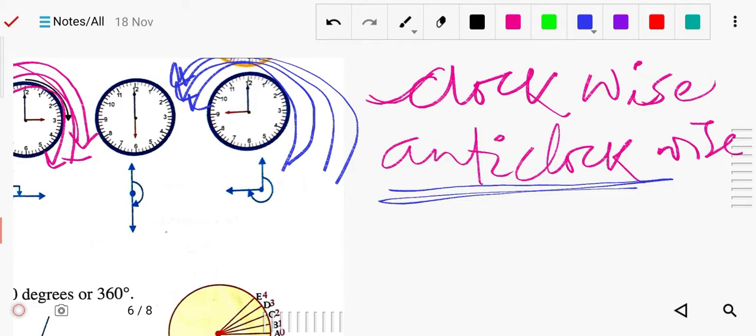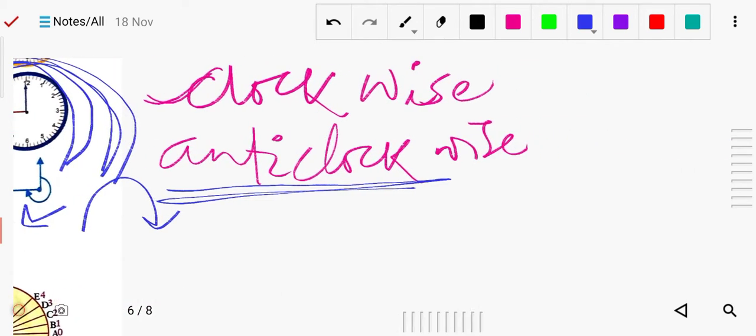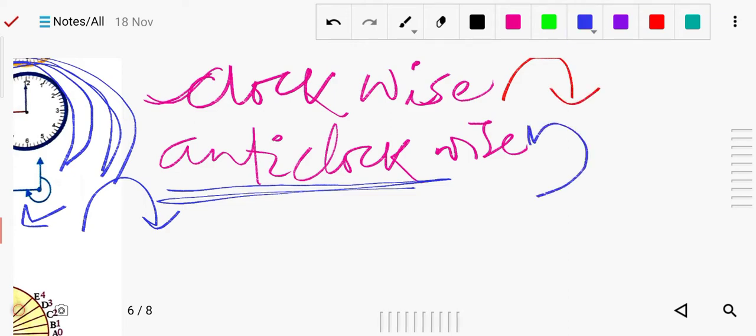Likewise, you can see what is given here. This is the anti-clockwise, it is like this. This is the clockwise. We should know that if the movement is like this, it is anti-clockwise, and if the movement is like this, it is clockwise. To remember, if it is clockwise, it will move like this; if it is anti-clockwise, it will move like this.